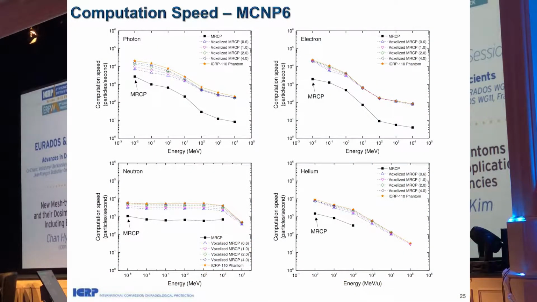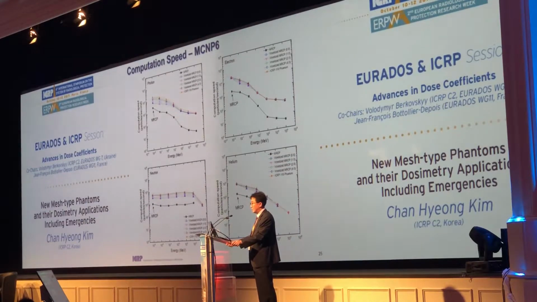This result is for MCNP code. Unfortunately, for MCNP, MRCP, this mesh type reference computational phantom is slower by 3 to about 20 times, depending on the particles and energies. And we think this is because the MCNP code uses the unstructured mesh geometry, which is very good, very flexible, but we think it's overly complicated to define the simple tetrahedral mesh. And I believe if the MCNP code uses dedicated geometry for tetrahedral mesh in the future, this problem will be addressed.